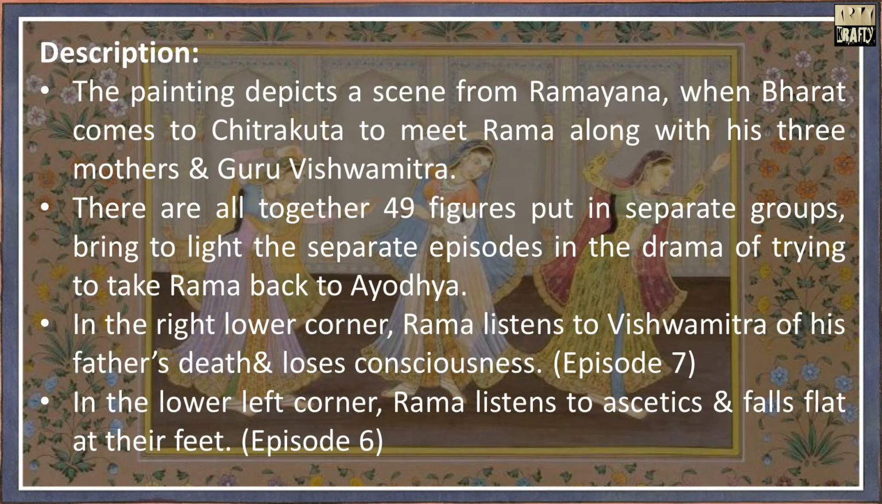Description: the painting depicts a scene from the Ramayana when Bharat comes to Chitrakut to meet Rama along with his 3 mothers and Guru Vishwamitra. There are altogether 49 figures put in separate groups to bring to light the separate episodes in the drama of trying to take Rama back to Ayodhya.